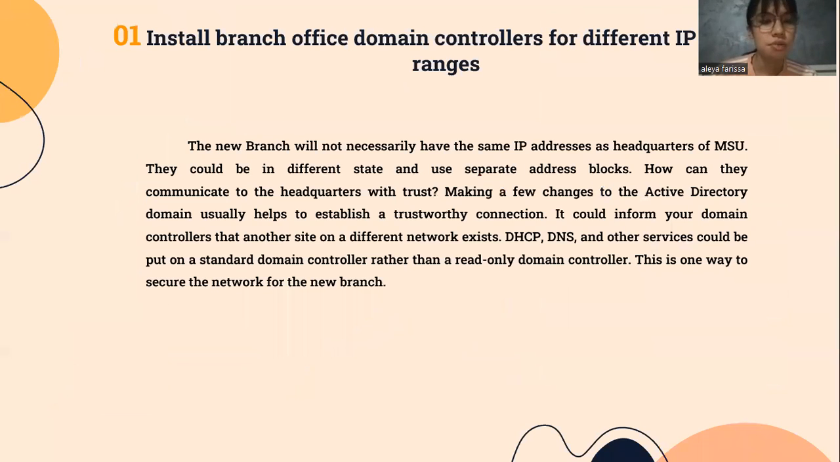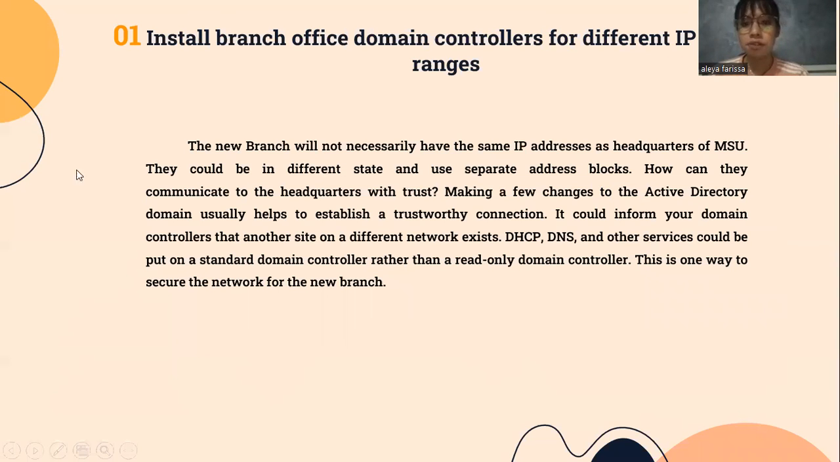Okay, install branch office domain controllers for different IP address range. The new branch will not necessarily have the same IP address as the headquarters of MSU. They could be in different states and use a separate address block. How can they communicate to the headquarters with trust?